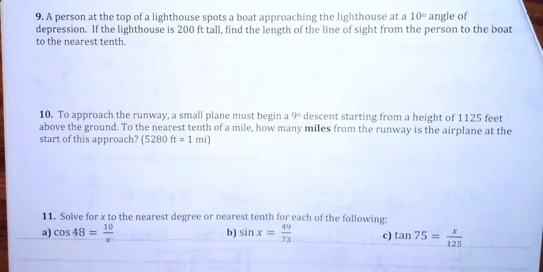Okay, for number 9, it says a person at the top of a lighthouse spots a boat approaching the lighthouse at a 10-degree angle of depression. If the lighthouse is 200 feet tall, find the length of the line of sight from the person to the boat.